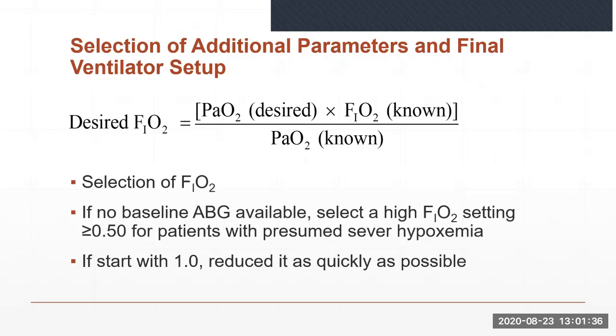This relationship is based on the assumption that the patient's cardiopulmonary function will not radically change from the time of the baseline ABG to the time when mechanical ventilation is initiated. Some changes will obviously occur because the application of positive pressure ventilation can affect a patient's cardiopulmonary status. If a baseline ABG is not available, it is advisable to select a high initial FiO2 setting for patients with presumed severe hypoxemia.